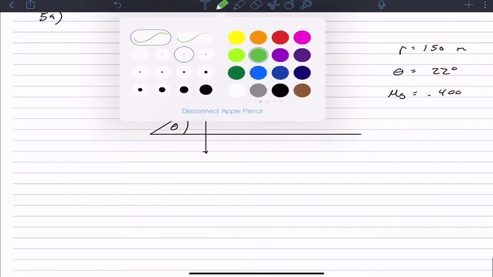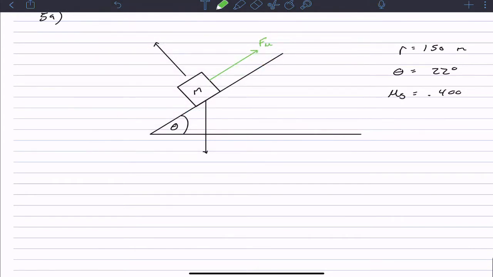If it's going slow, that's the case. If it's going super fast, it's going to climb up the incline. It's going so fast that it can no longer be held onto the track. It's going to start going this way, which means the static friction force is actually going to be in the opposite direction. So these are the things that we have to consider as we go through this problem.